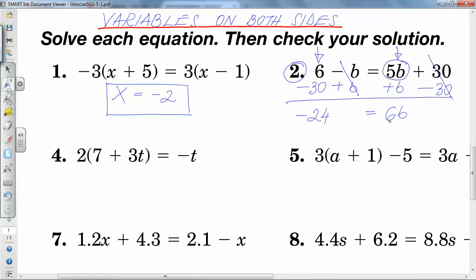Next step, to find b, you will divide everything by 6. Negative 24 divided by 6 will give you negative 4. 6 divided by 6 will be 1. Negative 4 will be your solution. I hope it makes sense.